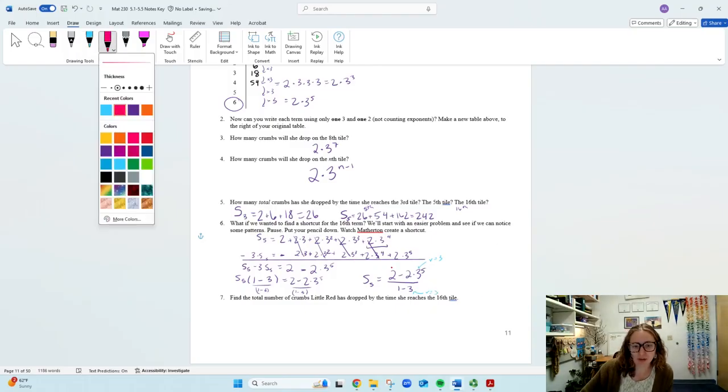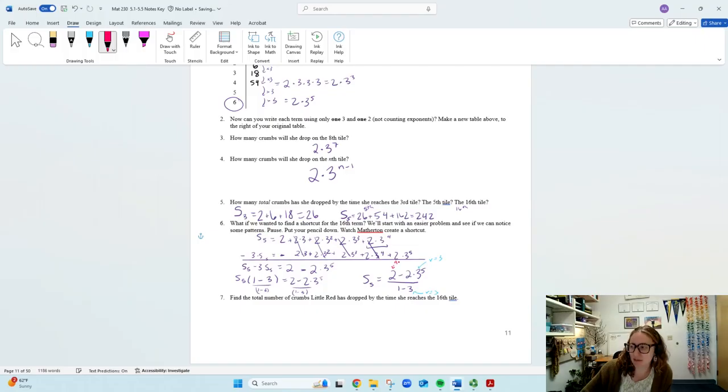This 2 right here is like my a sub 1. And I can even write this just a little bit more written out. If I actually factor this 2 out of both of those terms, I'll be left over with 1 minus 3 to the 5th, and you can kind of see that pattern is there on the bottom as well. So this is my ratio, what I'm multiplying each time.